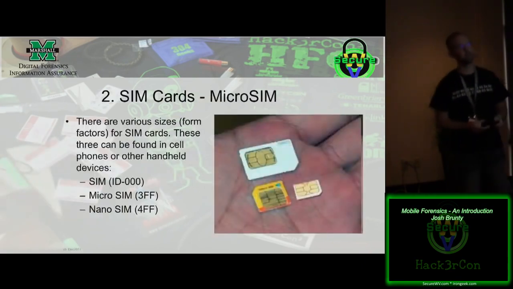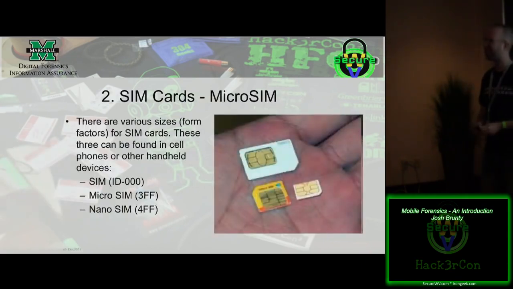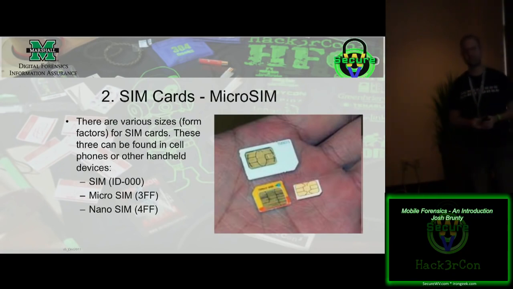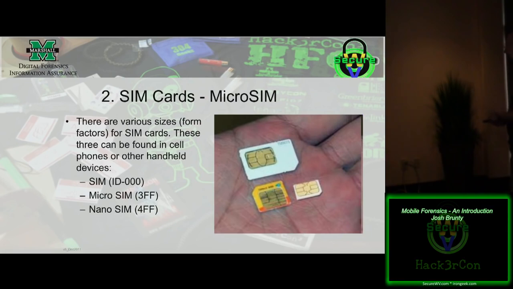The thing about micro SIMs, they're the same thing. You acquire them the same way. There's really no different procedure. The only thing about a micro SIM, though, is they're really, really tiny. And I think I may have brought a copy of one up. So they're really hard to stick into the reader.